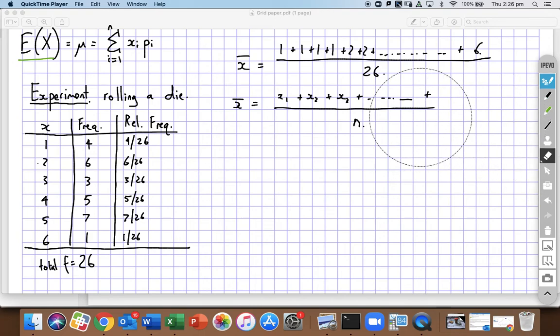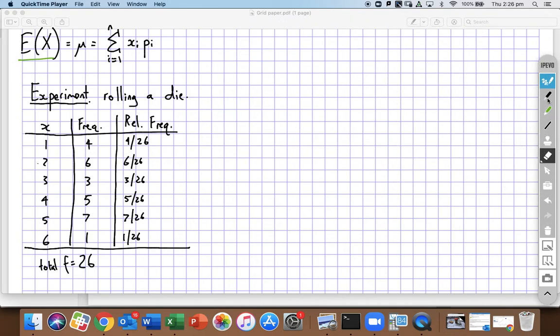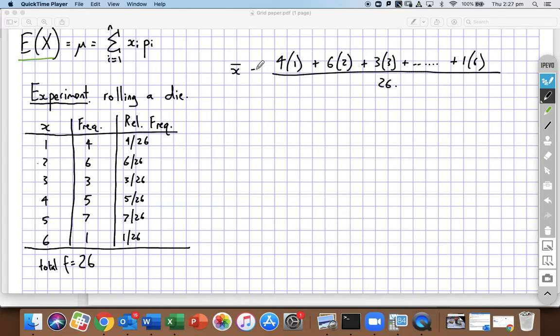But there'd be a shortcut way to do this mean, which hopefully you've seen before. I could do this instead. I could say, well, I had 4 ones, and I had 6 2s, and I had 3 3s, and so on, up till the last one, which is I had 1 6, and I divide all that by 26. Okay, so I'm still working out a sample mean.